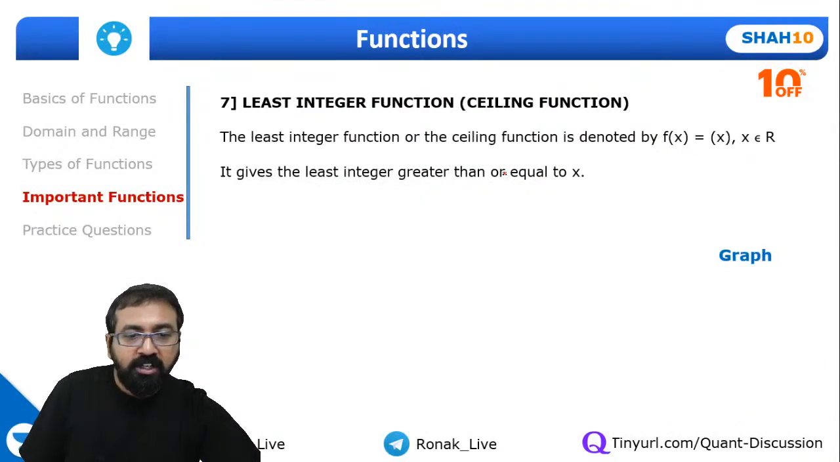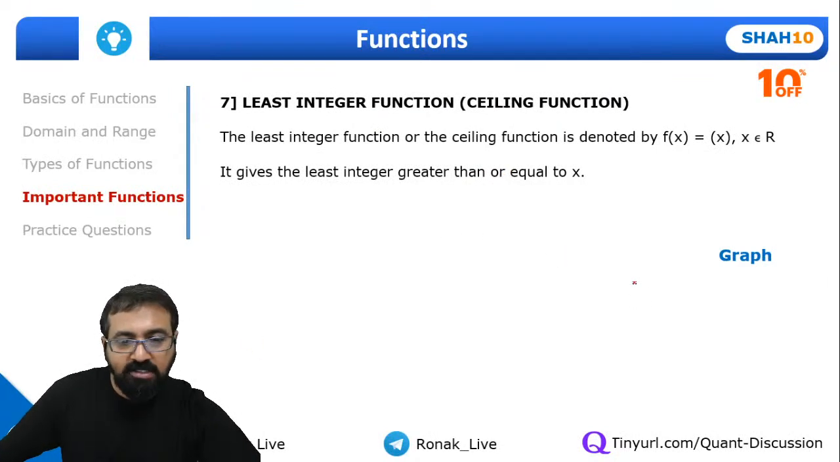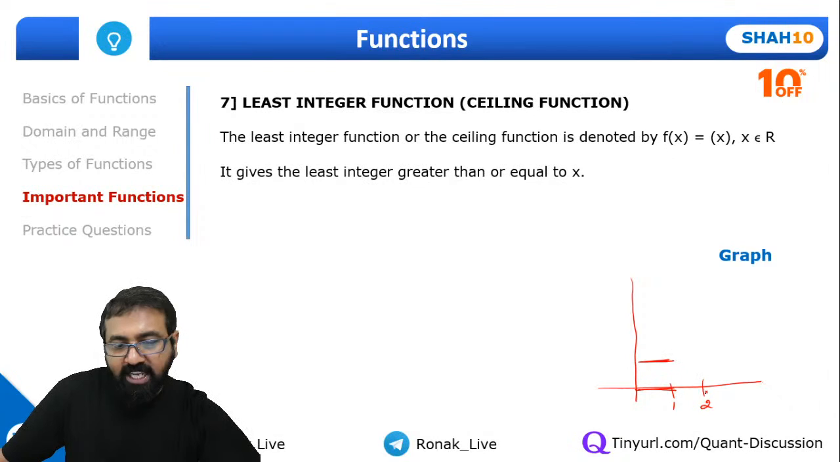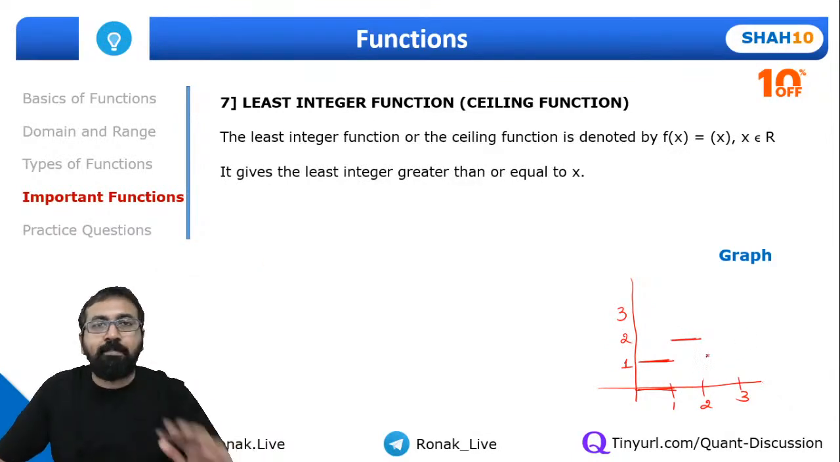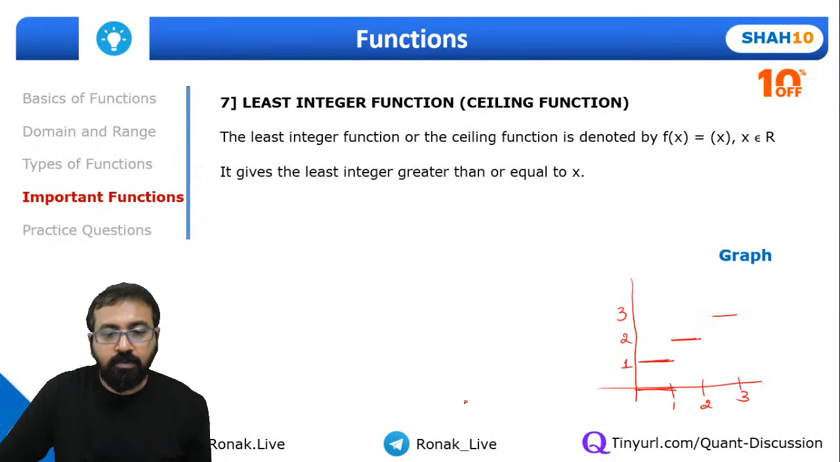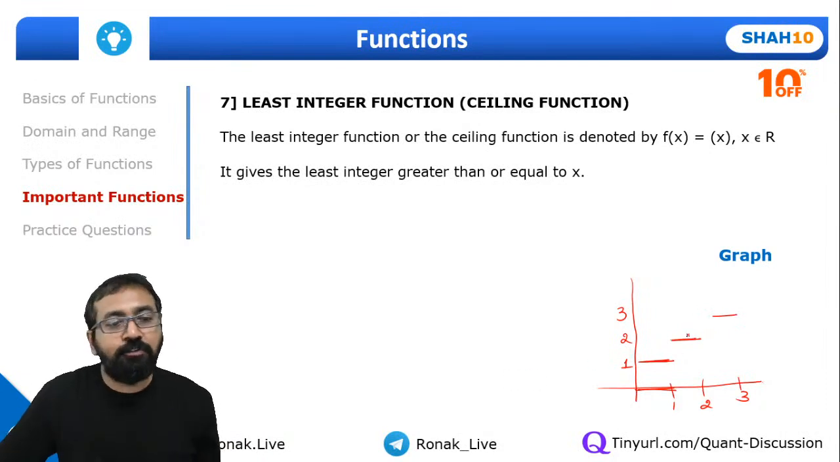Fine, so we have understood the greatest integer function. In the same way, the least integer function graph will be similar. The only difference is it will be like this. If you take any value of x between 0 and 1, it will be 1. Any value between 1 and 2, it will be 2. So this is 1, this is 2, this is 3, and so on. It will be a step above. So this is the graph of the least integer function.